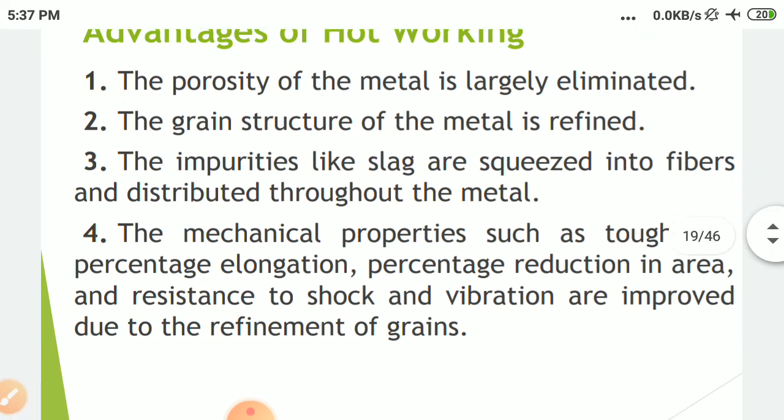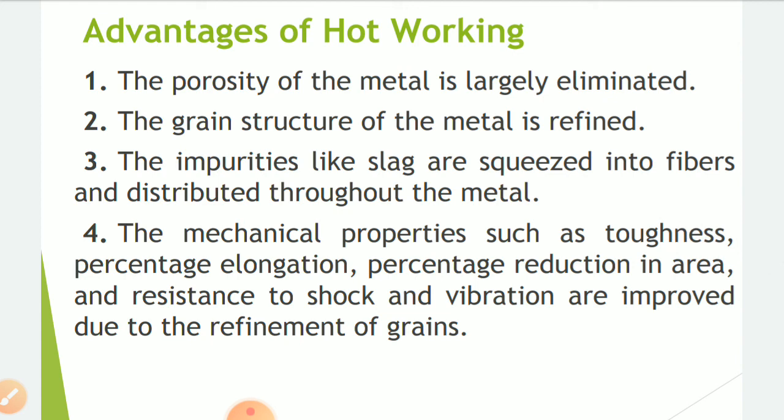Now again, next advantage is like the grain structure of the metal is refined. The impurities like slag are squeezed into fibers and distributed throughout the metal. It will get distributed, or surface area will increase. The mechanical properties such as toughness, elongation percentage, or reduction in area percentage, the reduction in the area that we can get, that is more or improved.